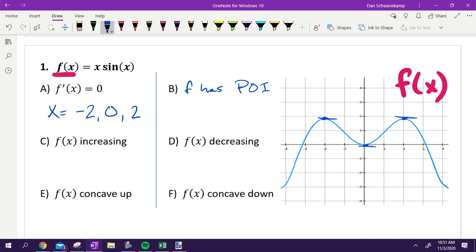Good. The next one, letter B, says, where does f have a point of inflection? This is the hardest one on here by far. Okay, and it's not that deep. Point of inflection. What is happening on an f graph if you have a point of inflection? Concave up to concave down. It's where you change concavity.